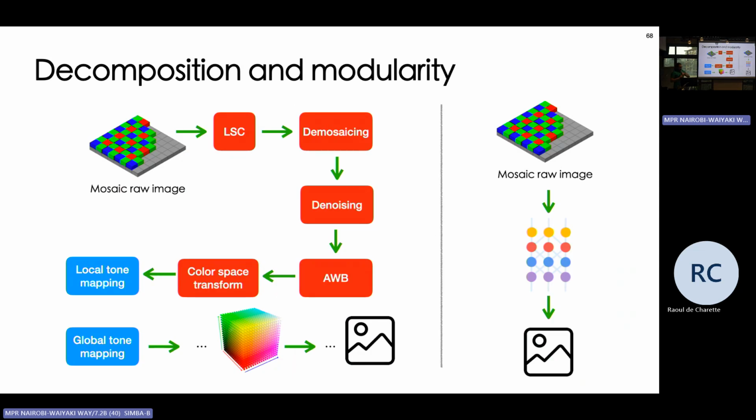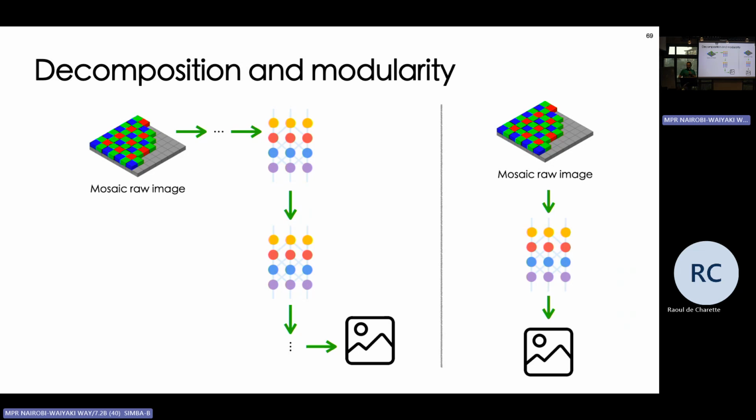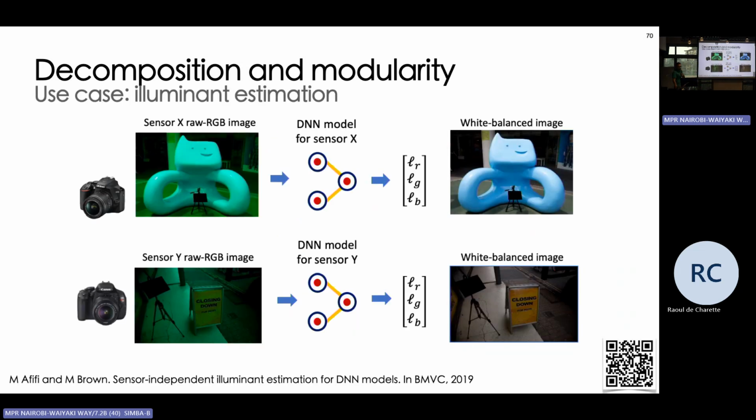So, very fast. The second part is the decomposition and modularity. So instead of having a single neural network, how about we think of having different neural networks and each one just focuses on one of the aspects. But if we do that, we need to consider the fact that we try our best to make each module less dependent on the camera, right? Because otherwise we need to collect training data for each new camera.